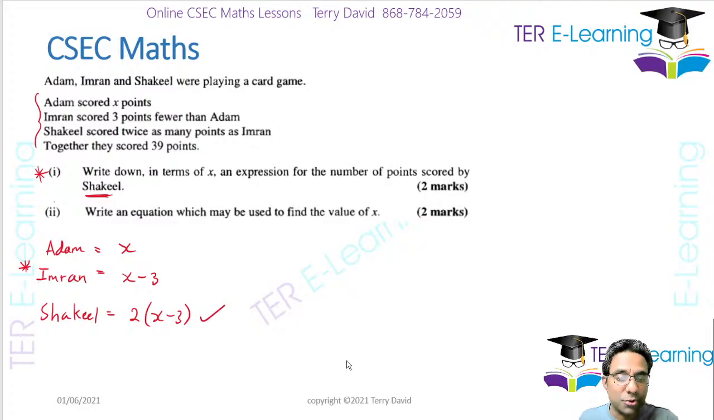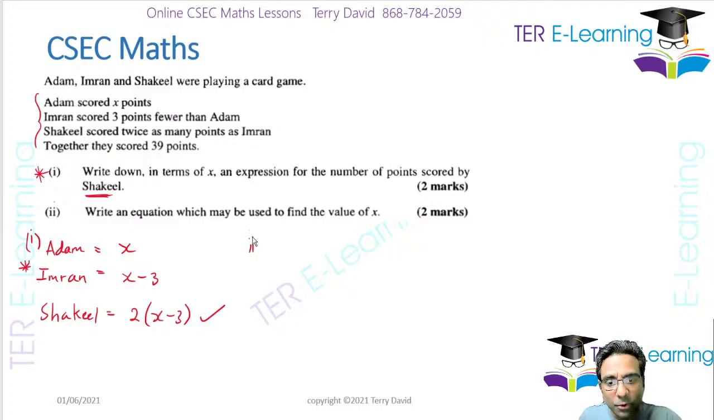That is Shakil's score: 2 open brackets x minus 3, right? That's my answer. They didn't ask us to solve anything, but that is my answer. Nothing else they want. That's the answer for part 1. So be careful, right? You don't want to answer too much.